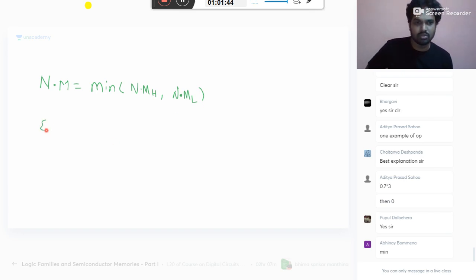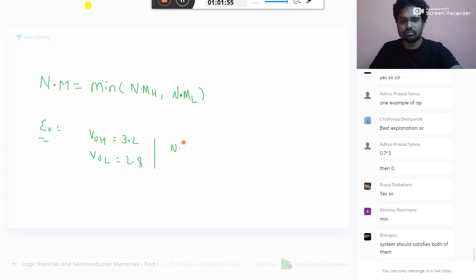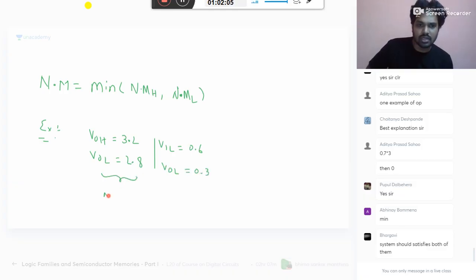For example, VOH is some 3.2, VOL is 2.8. Okay, right. VIL is 0.6, VOL is 0.3. What is the noise margin high here? Minimum of 3.2 and 2.8.